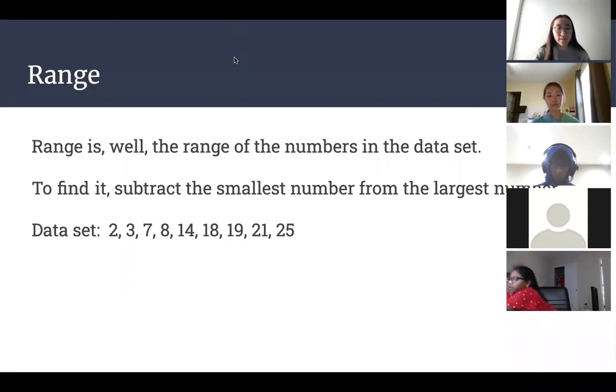Yep, that's correct. And now what do you do to those numbers? You have to subtract the smallest from the largest. So 25 minus 2 equals 23. And the range of this data set is 23.